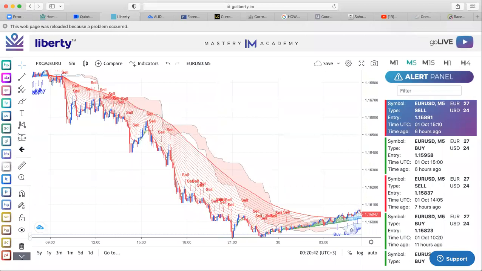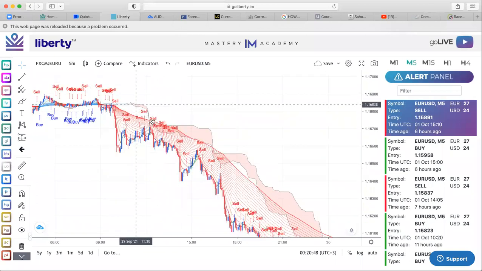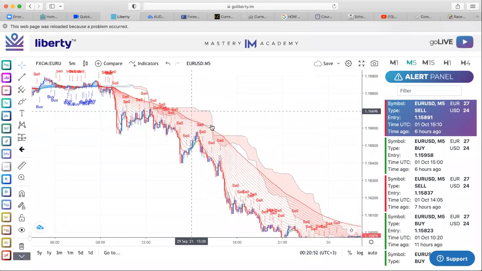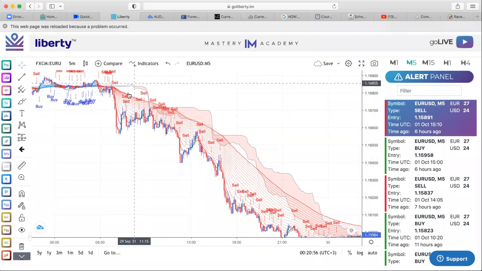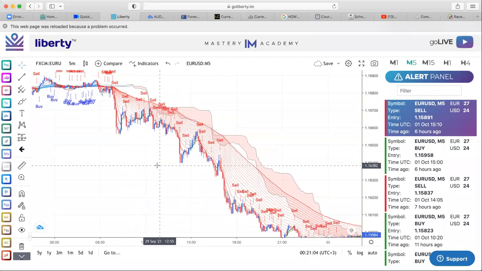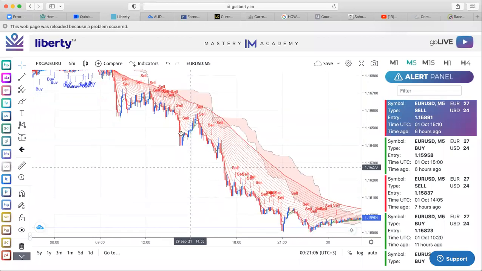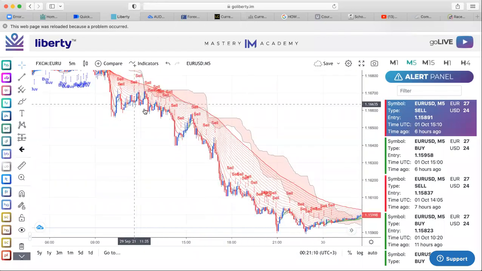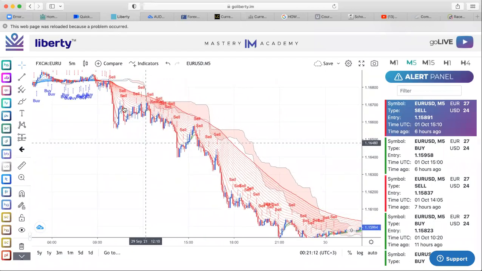All right, let's move. So as I was explaining, in a red area, when I see the red clouds above, I want to start getting prepared for a sell. Once I see the red clouds forming above and the candles start dropping, you start seeing more sell signals. Do you see any buy signal here? You really don't see any buy signal.